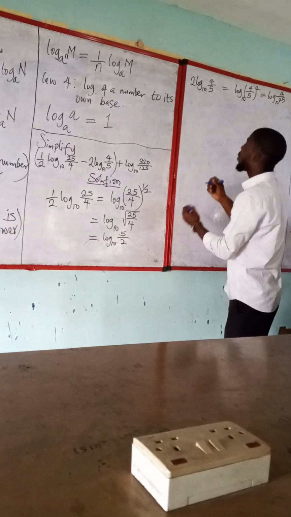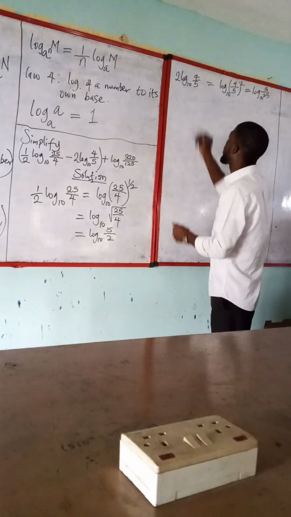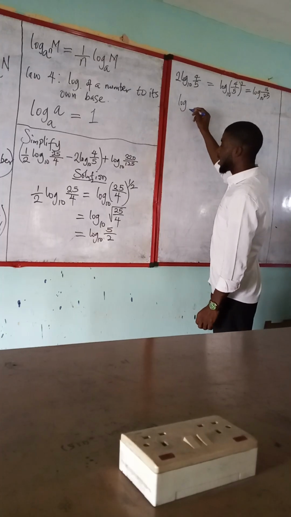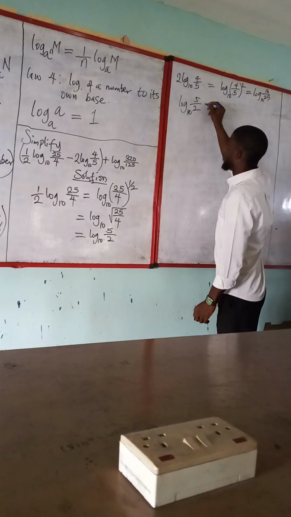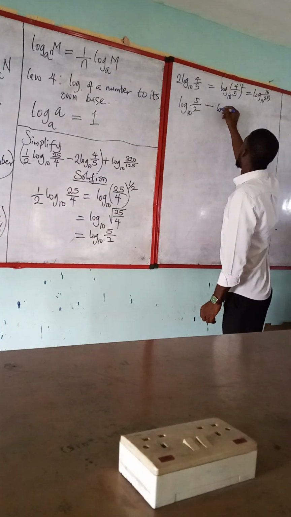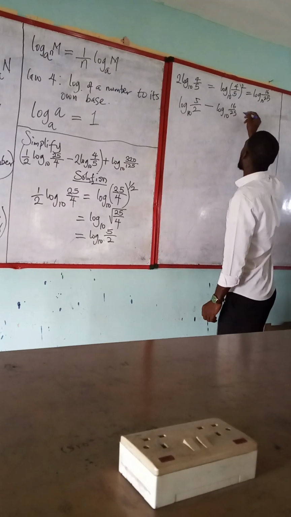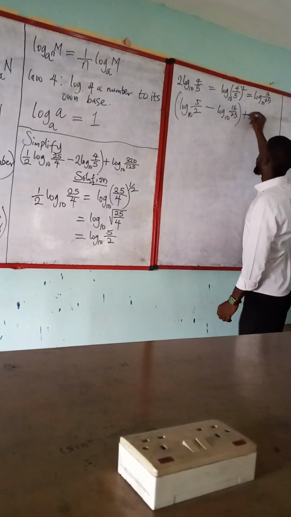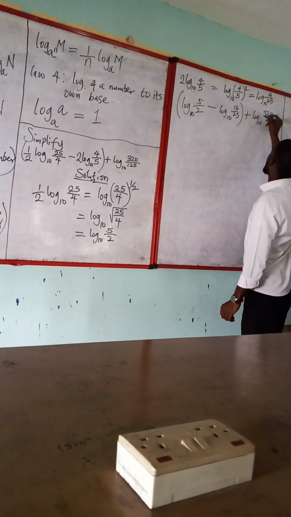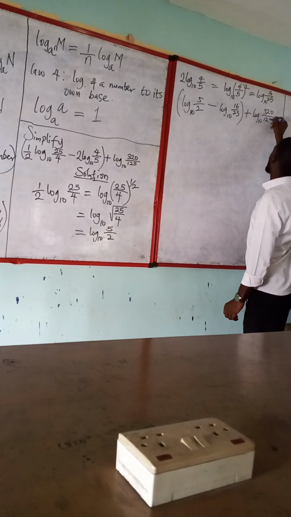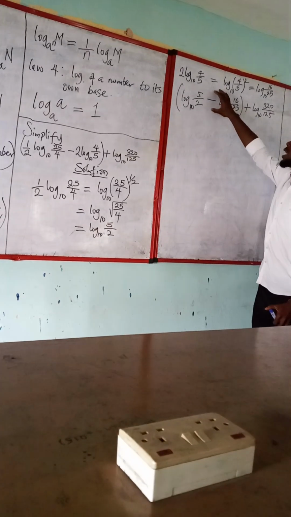So in this line, instead of me writing 1 over 2 log base 10 of this, I can now write what? Log base 10 of what? 5 over 2 minus log base 10 of what? 16 over what? 25 plus log base 10 of what? 320 over what? 125. So if you look at this, what is the operation here? Minus.